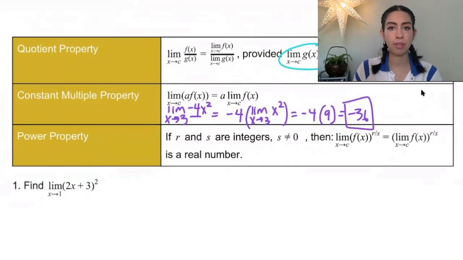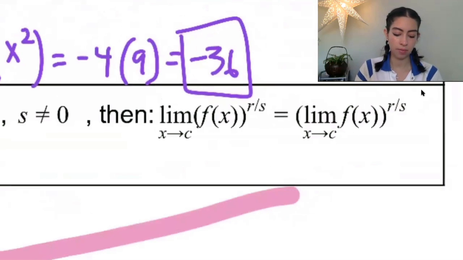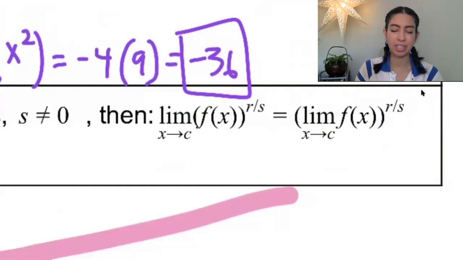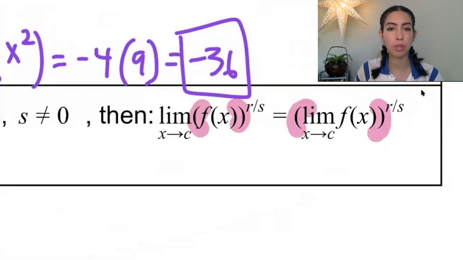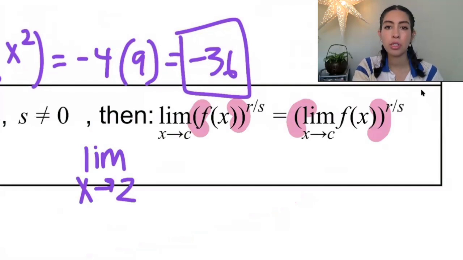The last property that we have here is the power property. And if you pay close attention here to the parentheses, we can see a little more clearly what's going on. So what this is saying is, let's say, for example, we had the limit as x approaches 2, and we have some function f of x, and that function is being raised to some power. It could be just a natural number, it could be some kind of rational number.